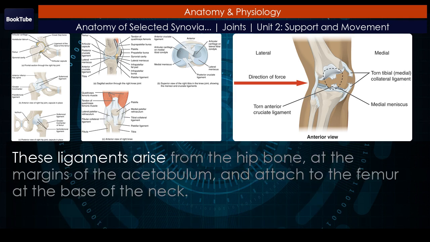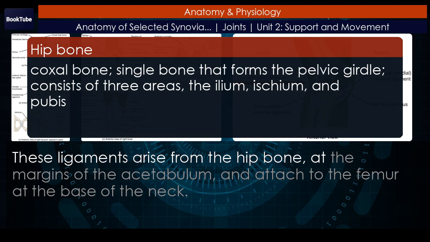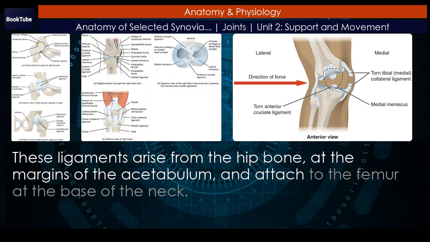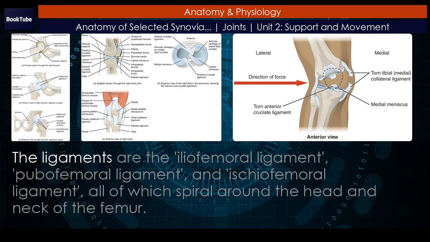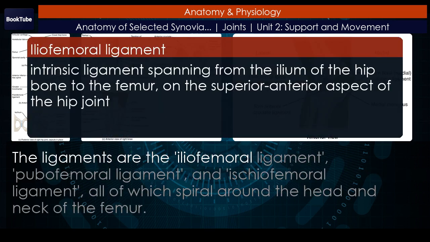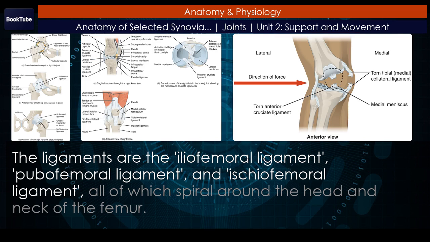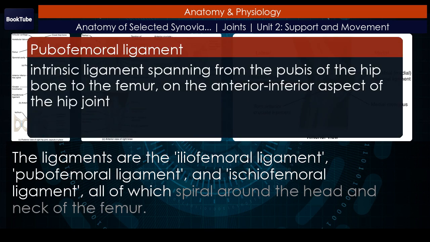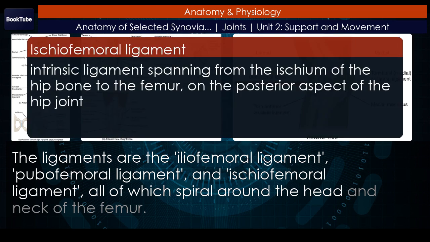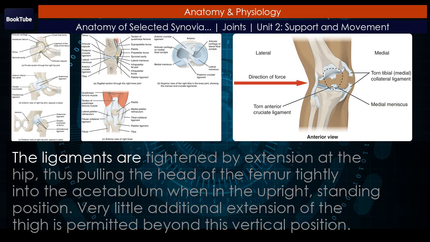These ligaments arise from the hip bone, at the margins of the acetabulum, and attach to the femur at the base of the neck. The ligaments are the iliofemoral ligament, pubofemoral ligament, and ischiofemoral ligament, all of which spiral around the head and neck of the femur. The ligaments are tightened by extension at the hip, thus pulling the head of the femur tightly into the acetabulum when in the upright standing position.